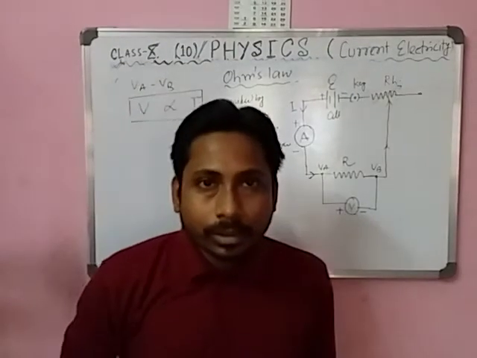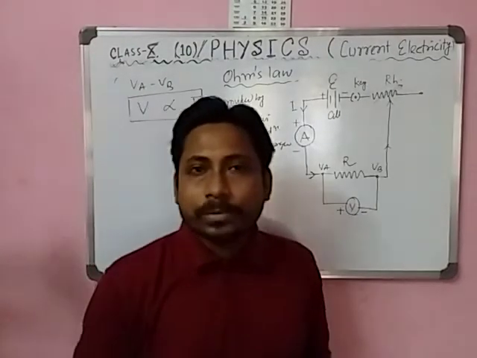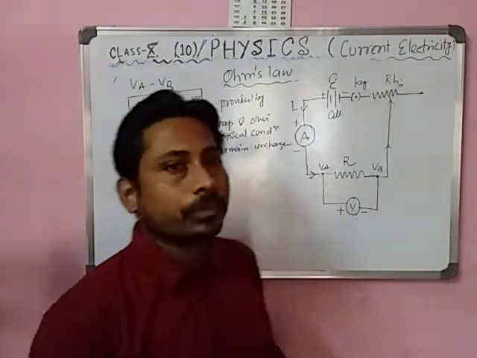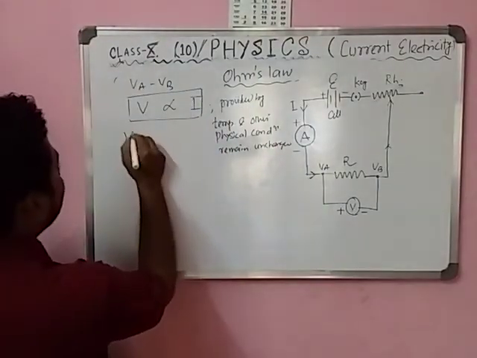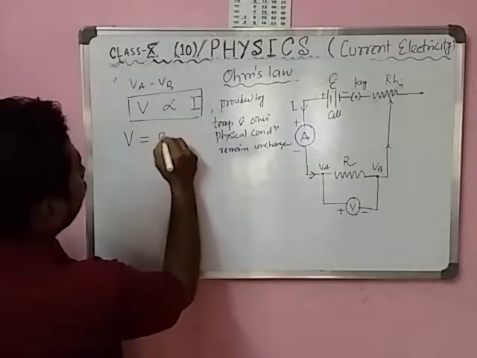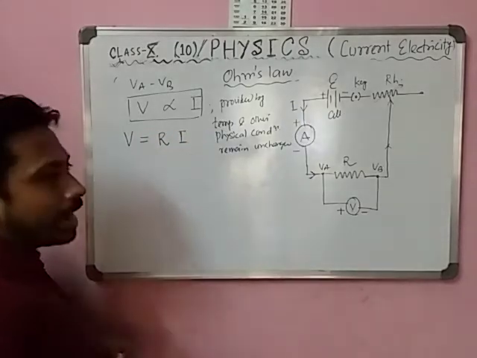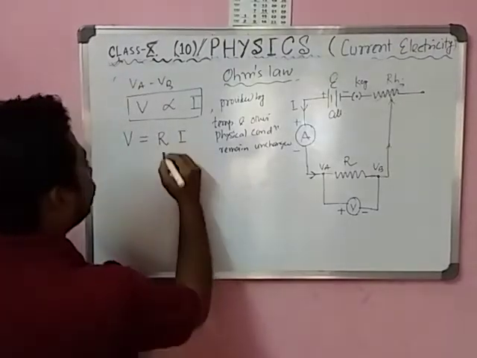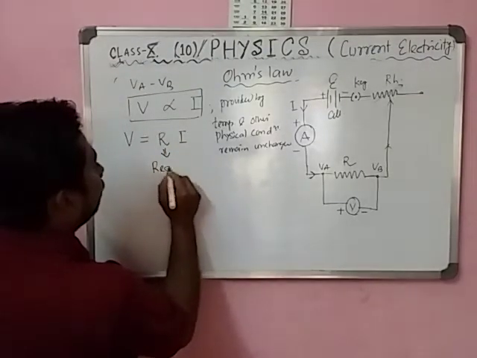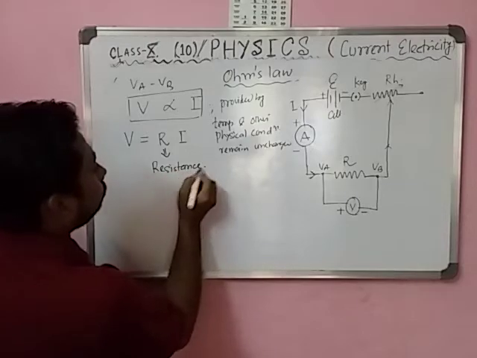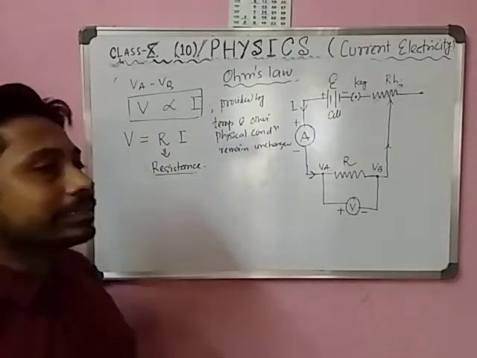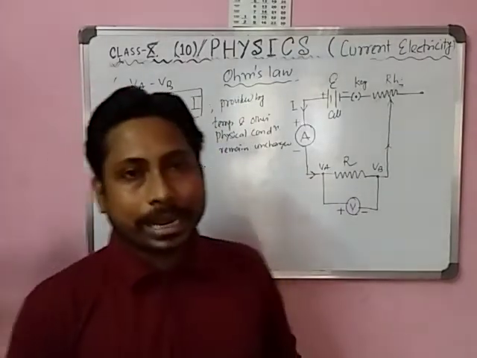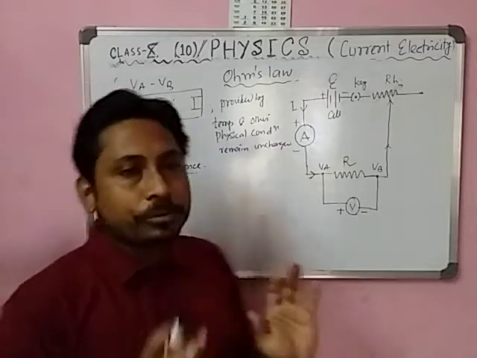If you want to do numericals with this formula, you need to write an equals sign. For that we use a constant, called R, so V is equal to R times I. This R is called resistance. So V is equal to RI. Up to this you have to write.